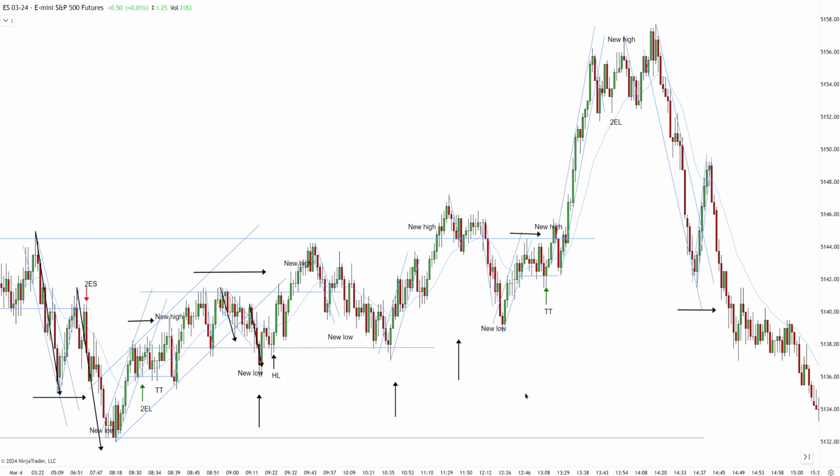So don't be upset if you didn't take any setup today. That's just part of trading. Not taking a setup is always better than forcing a setup and ending up with a losing impulsive trade. So I hope the lesson makes sense.